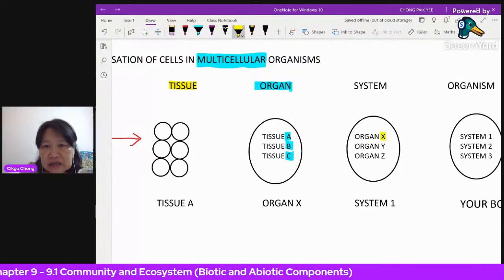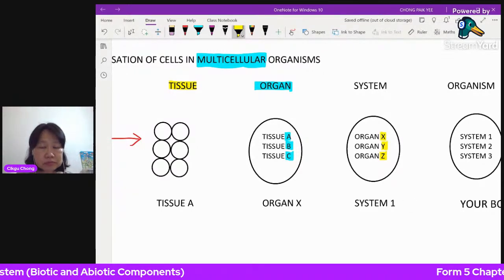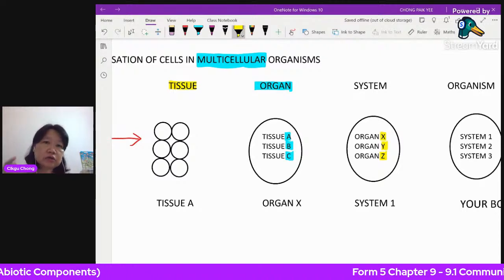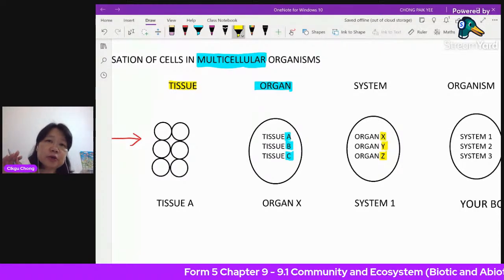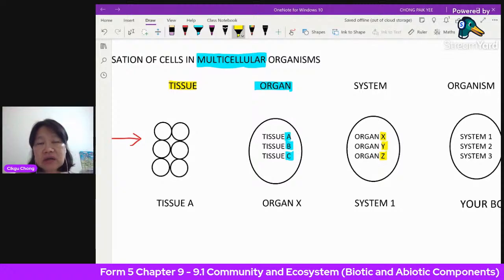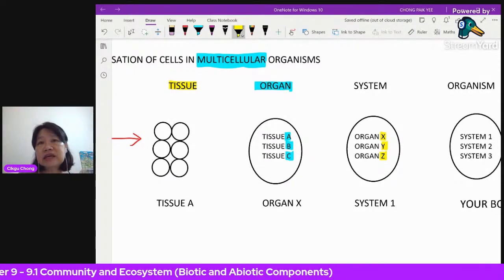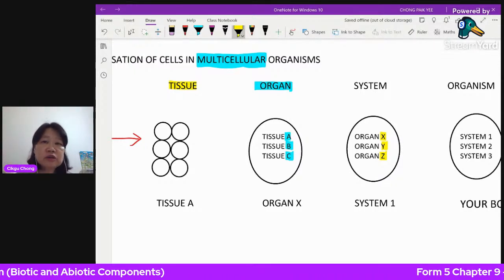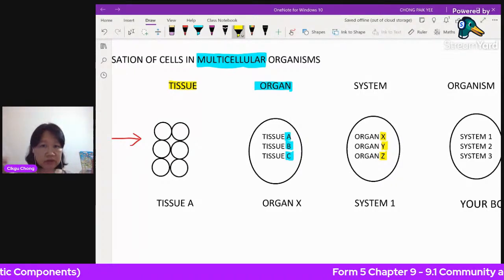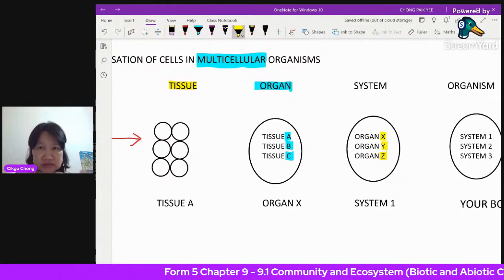Let's say organ X, organ Y, organ Z will form a system. So a system, all right, what system? You have your blood circulatory system, okay? You will have your digestive system, consisting of the stomach, which is one organ. You also have the intestine, another organ. You also have your liver. You also have your pancreas. So different organs together, right, form a system. So you have your digestive system.